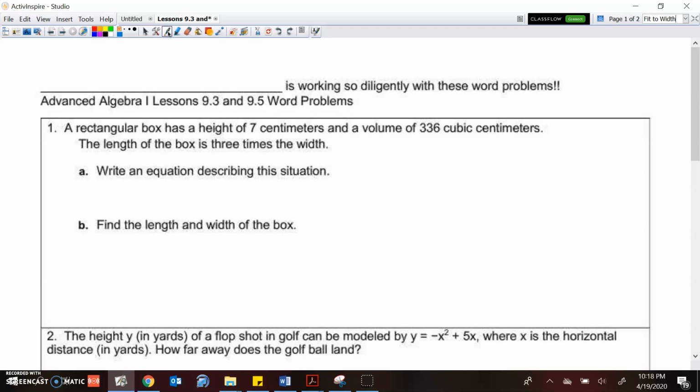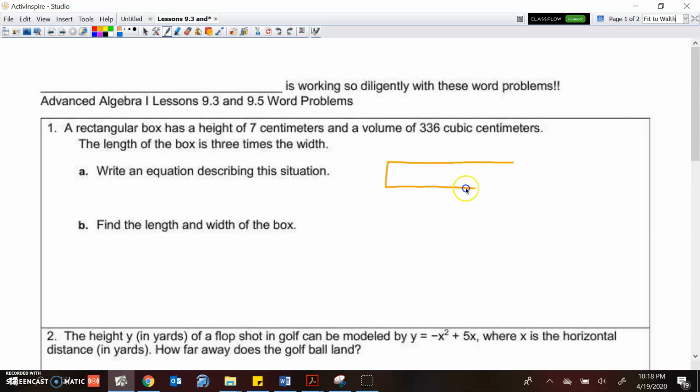office hour. So number 1, a rectangular box has a height of 7 centimeters and a volume of 336 cubic centimeters. The length of the box is 3 times the width. They want us in part A to write an equation describing the situation, and part B to find the length and width of the box.